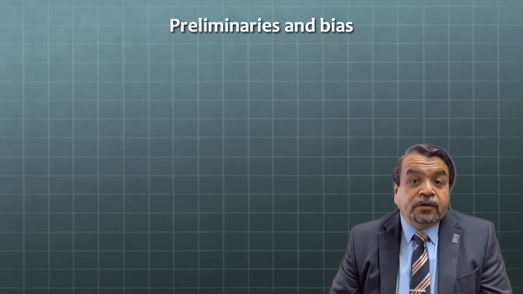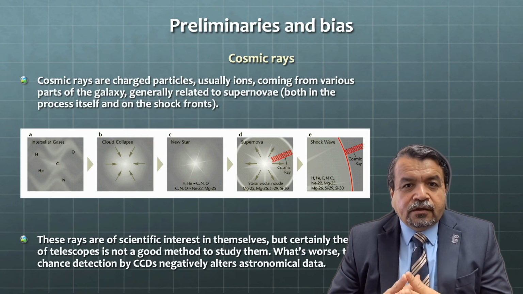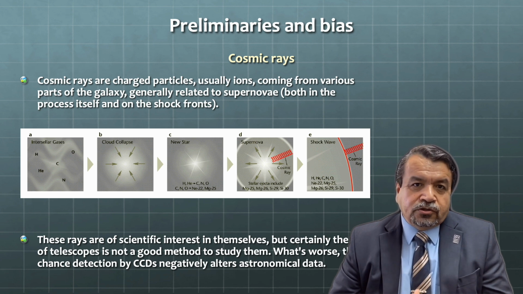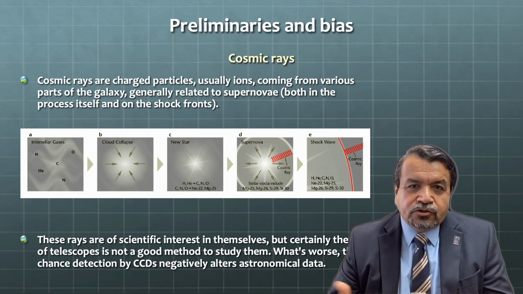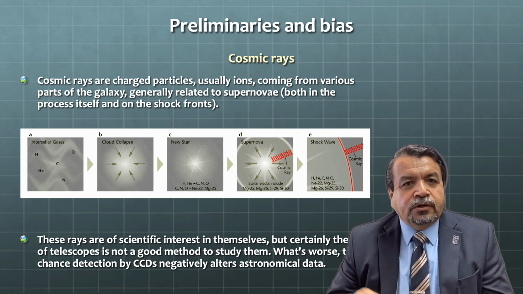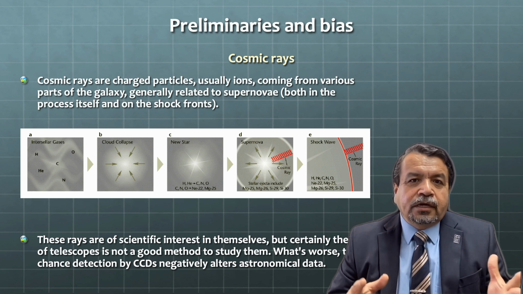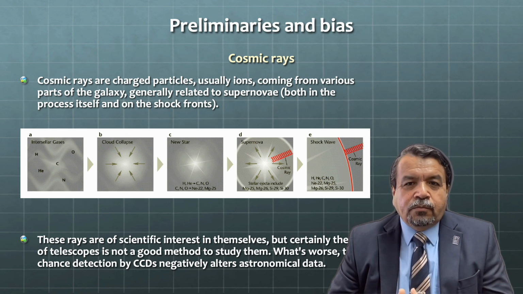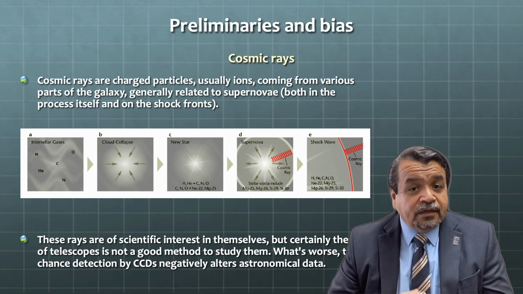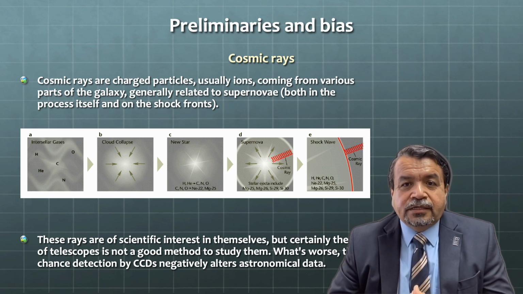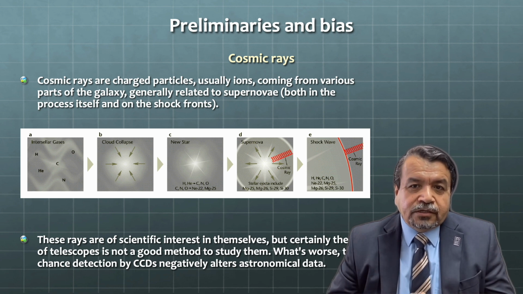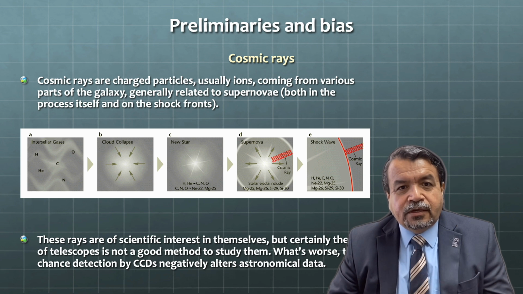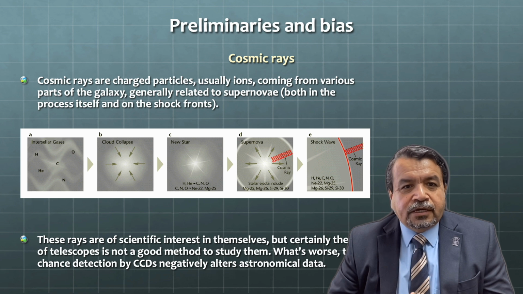Well, now let's have a brief discussion about cosmic rays. Cosmic rays, which are charged particles, often ions, originate from various parts of the cosmos. They can come from different locations within the galaxy and are closely associated with supernovas. There are processes that generate these particles, enabling them to travel throughout the galaxy. In fact, some of these particles are involved in causing intriguing phenomena in living beings that are related to the process of evolution. Are cosmic rays of scientific interest?